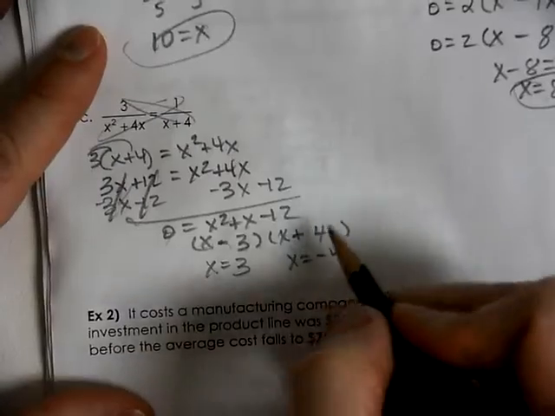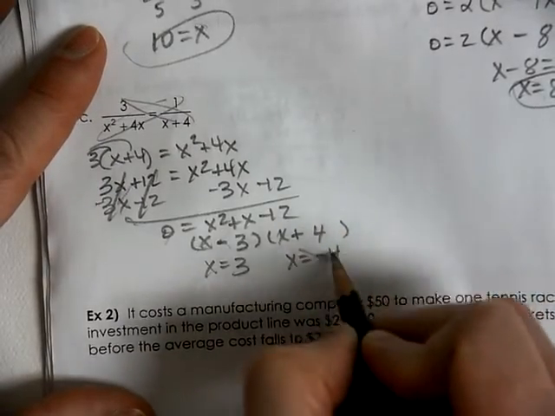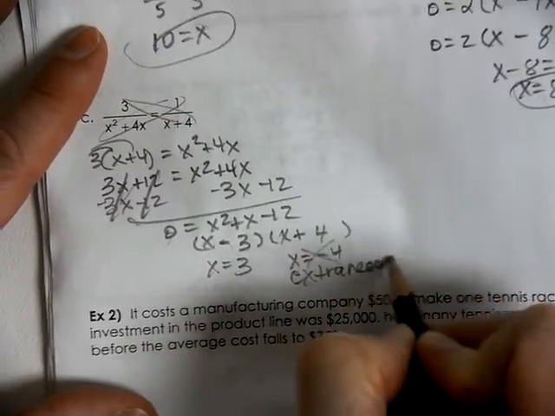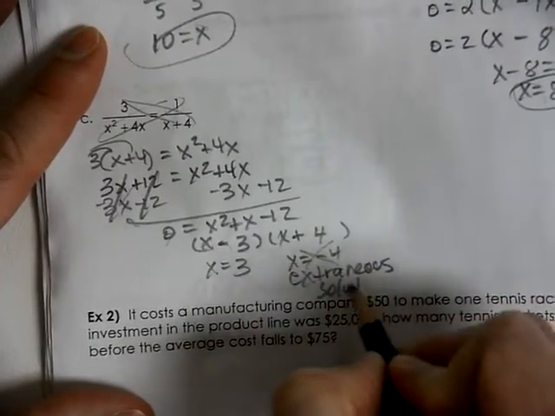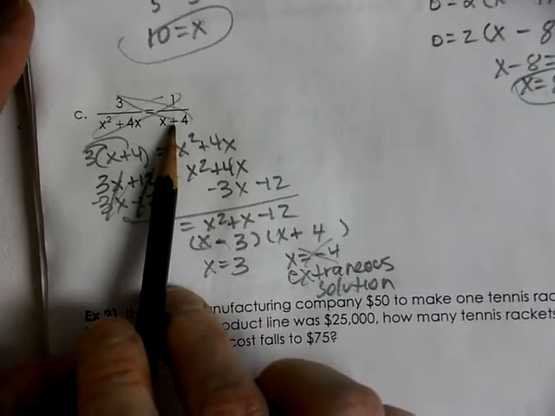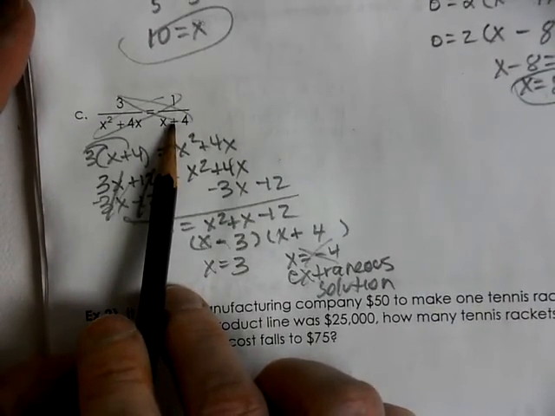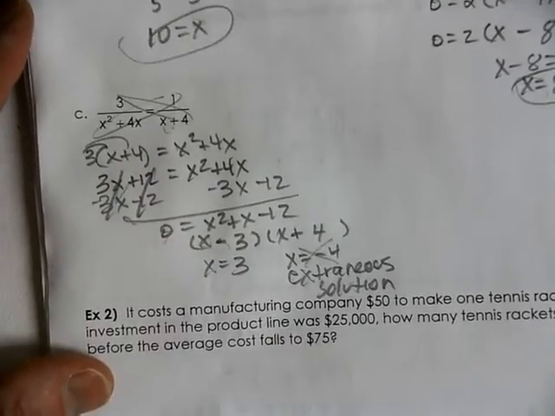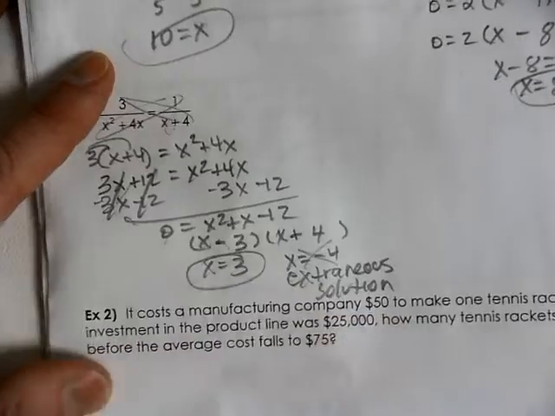And it looks like this one here is going to be an extraneous solution, because it's going to make 0 in the denominator. It would make this side 0 also. 3 does not affect that. So 3 is my only answer.